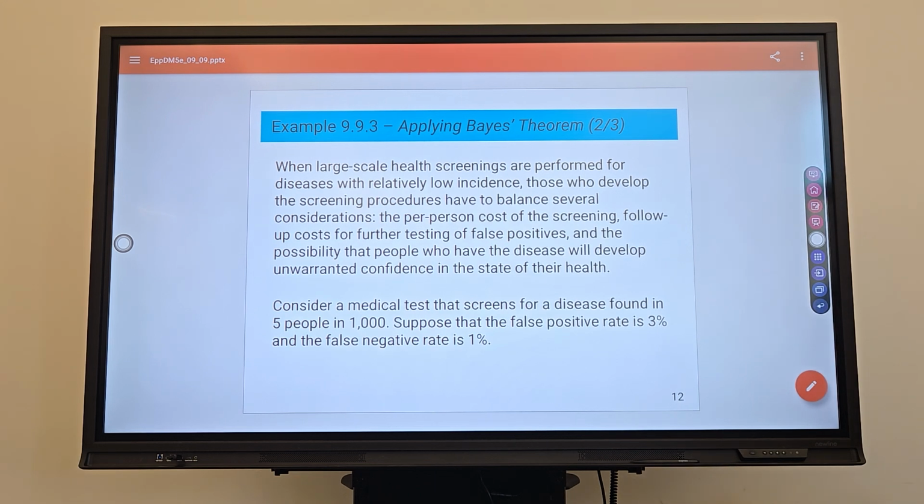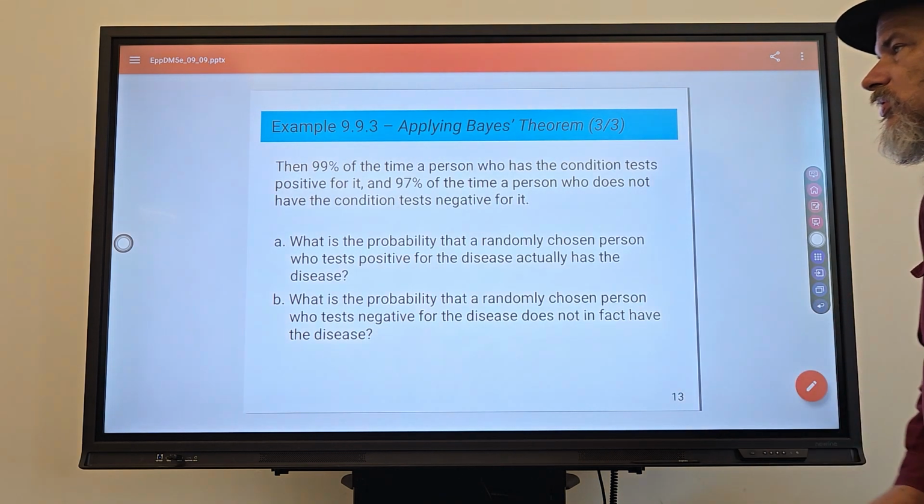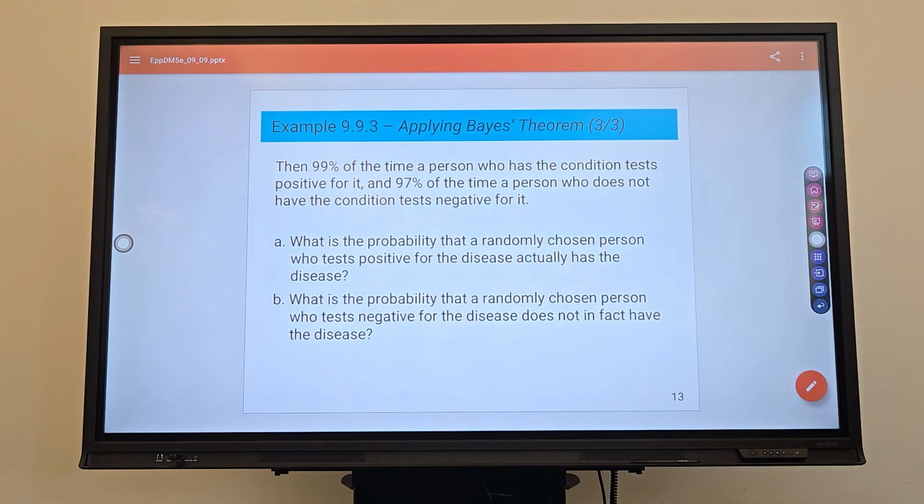Consider a medical test that screens for a disease found in 5 people in 1,000. Suppose that the false positive rate is 3% and the false negative rate is 1%. So, 99% of the time, a person who has the condition tests positive for it. And 97% of the time, a person who does not have the condition tests negative for it.